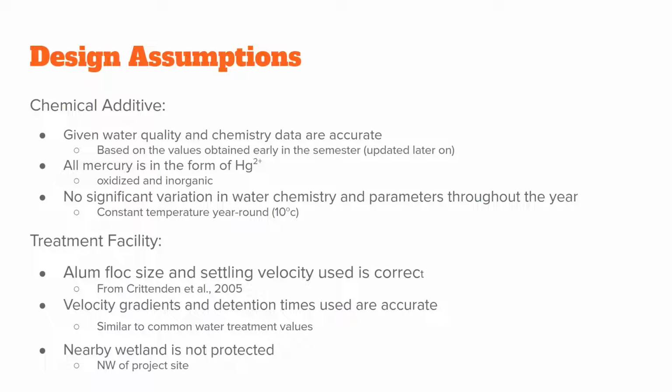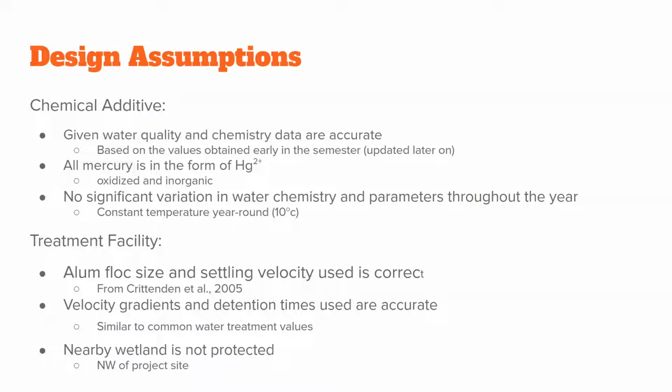Just some general design assumptions we had to make in order to get to these conclusions was that the water chemistry and general quality data that we were given along with flow rates were accurate. We also assumed that all of the mercury is in the form of Hg2+, which, as I said, was perhaps not the best assumption and ultimately influenced our results. And we also assumed there was no significant variation in water chemistry, and a constant temperature of 10 degrees Celsius.